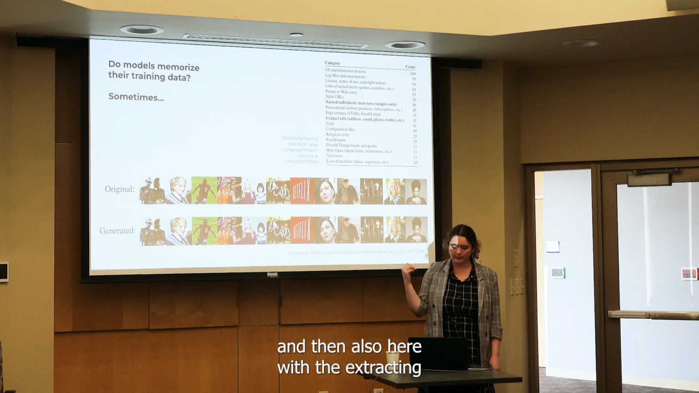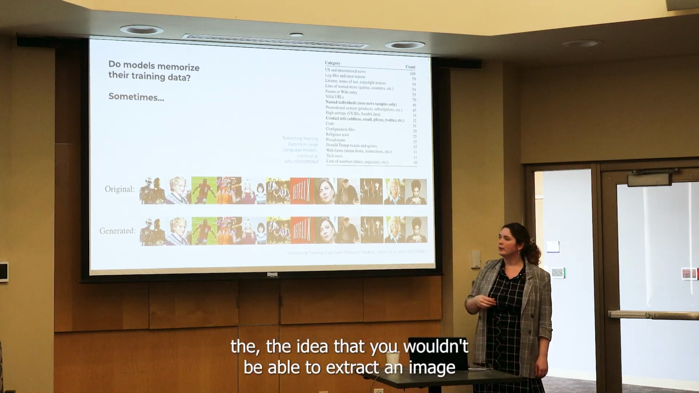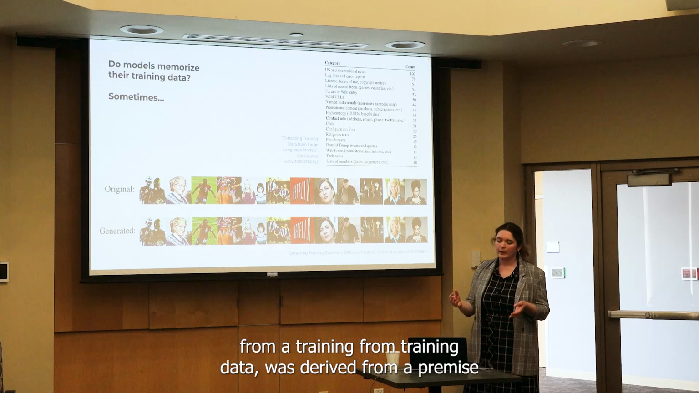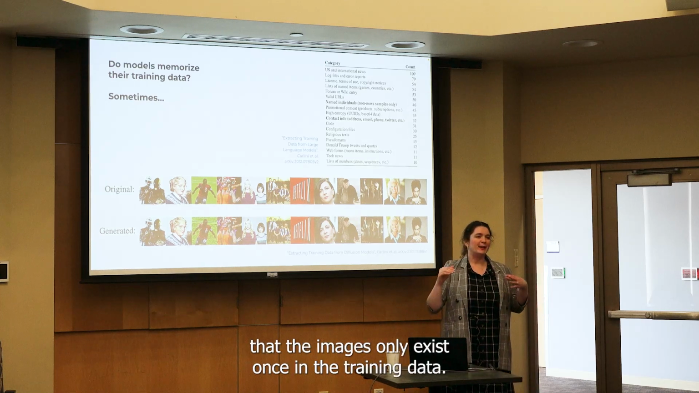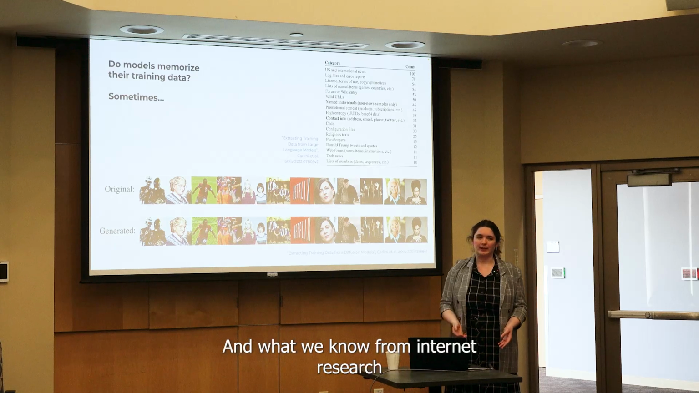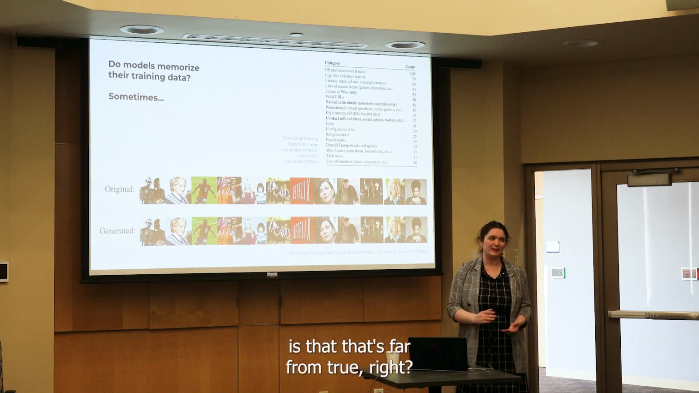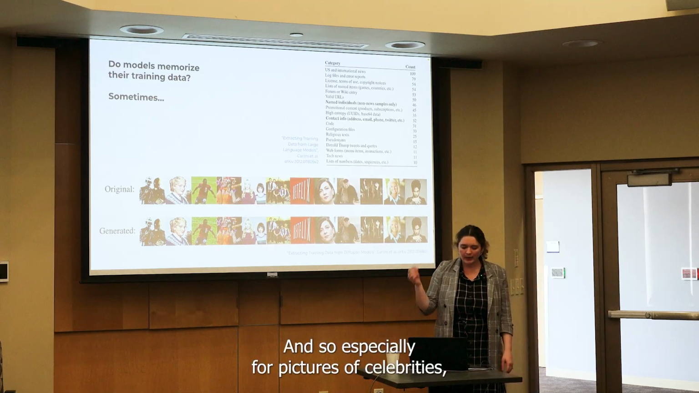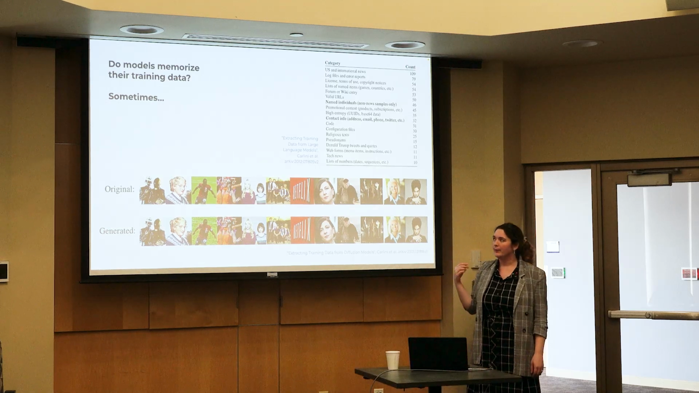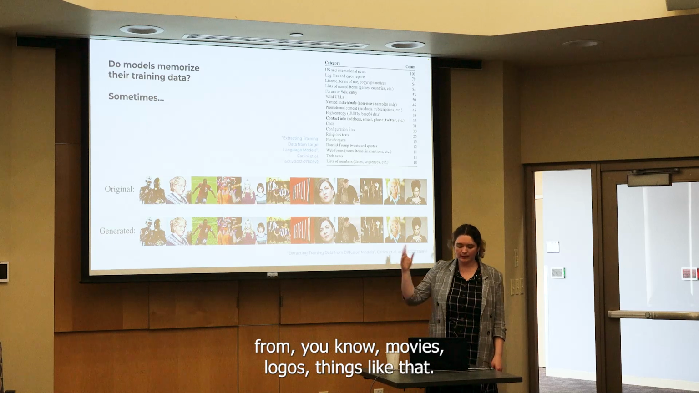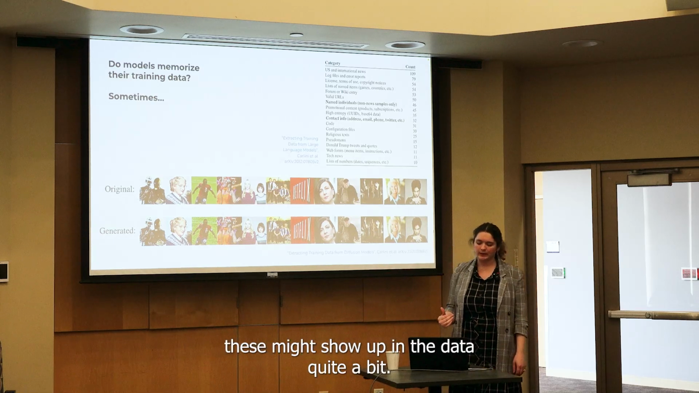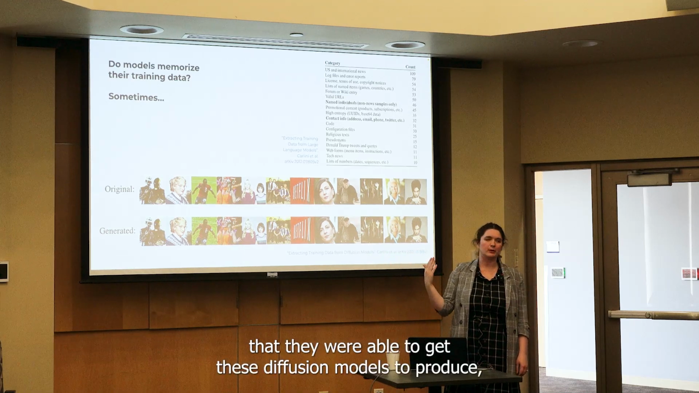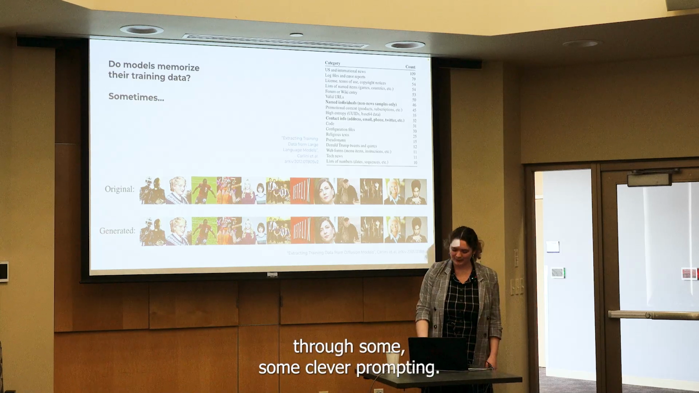And then also here with the extracting training data from diffusion models, the idea that you wouldn't be able to extract an image from training data was derived from a premise that the images only exist once in the training data. And what we know from internet research is that that's far from true, right? The same image is uploaded to the web hundreds and maybe even thousands of times. And so especially for pictures of celebrities, for pictures from movies, logos, things like that, these might show up in the data quite a bit. And these are actually generated images that they were able to get these diffusion models to produce through some clever prompting.